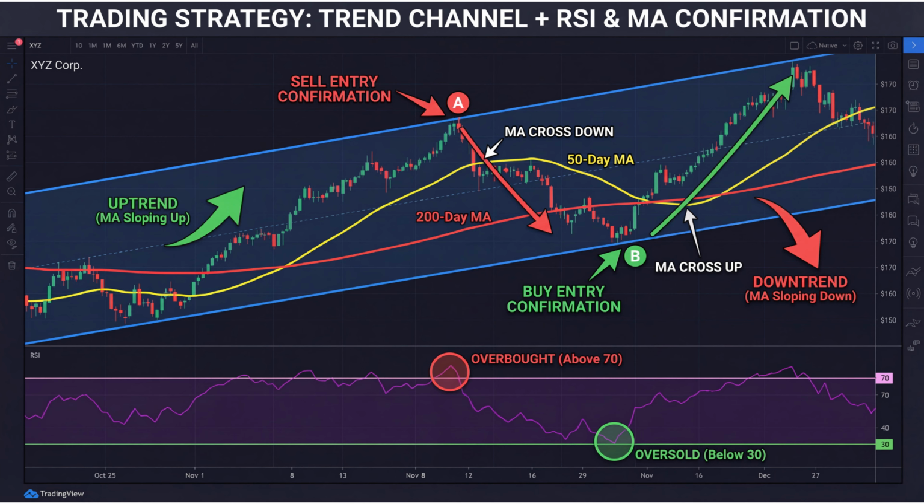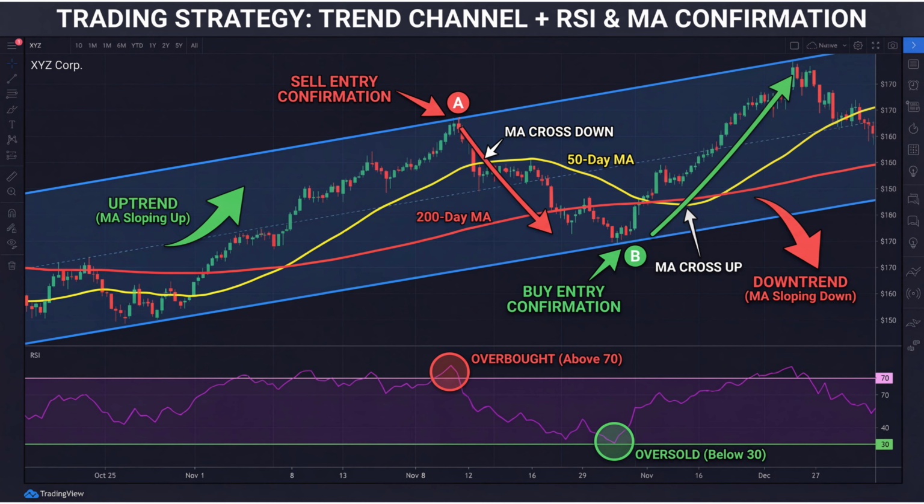A complete trading strategy using a trend channel combined with moving averages and RSI for confirmation. Price is moving inside an upward trend channel, which defines the overall market direction. When the moving averages are sloping upward, the trend is bullish and buy opportunities are preferred. A sell confirmation appears near the upper channel when price becomes overbought and the faster moving average crosses below the slower one, signaling short-term weakness.